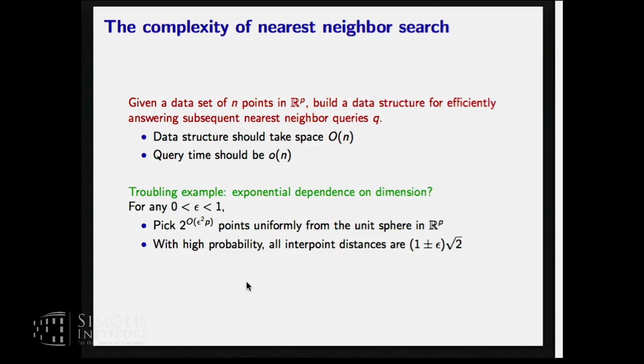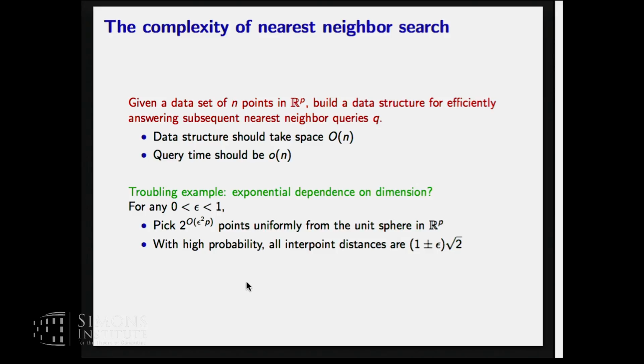And here's a sort of troubling example. If you're in p-dimensional space, then you can find 2 to the p points that are roughly the same distance from each other, almost exactly the same distance. If your data points are drawn from these, and your query is also drawn from these, then you're in somewhat of a difficult situation. Now, I haven't seen a lower bound that's been formalized of this type, but nonetheless, it's something that gives one pause.